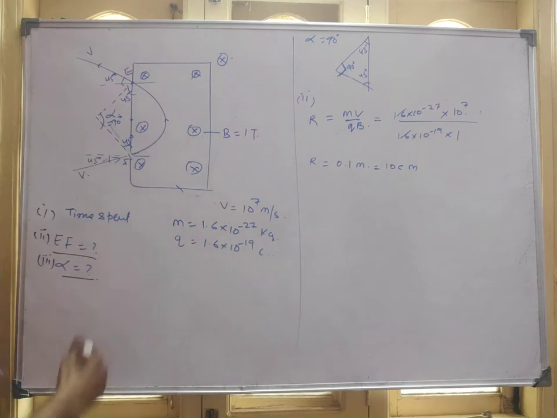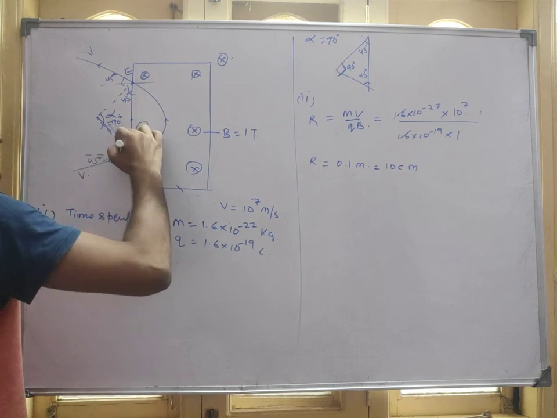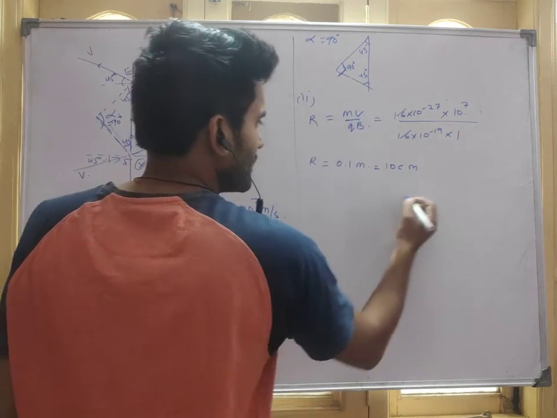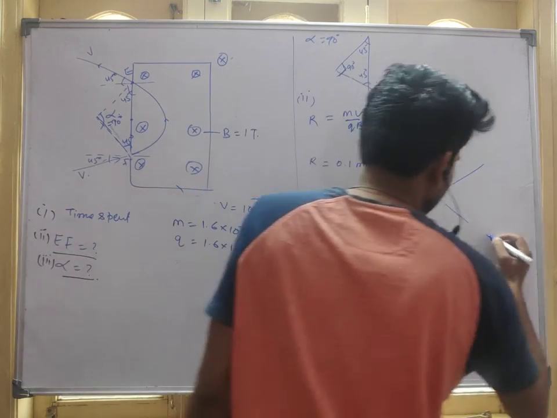Okay. So what is this one now? This is the radius only, right? This is the radius only. So it is like this.